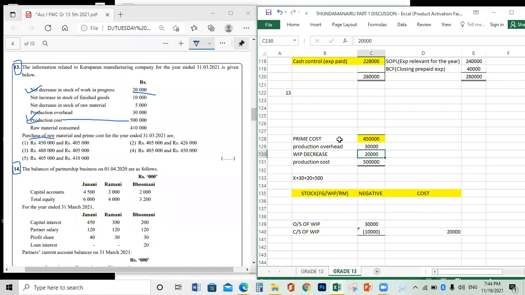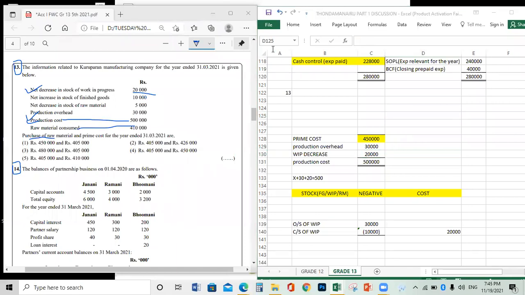Okay, now let's go, guys. So the prime cost is 450,000, 450. Now they are asking for purchase of raw material. How to calculate purchase of raw material? Now see, they have given raw material consumed. Can someone tell me what raw material consumed means? There is another term. When you call that, what does that mean?